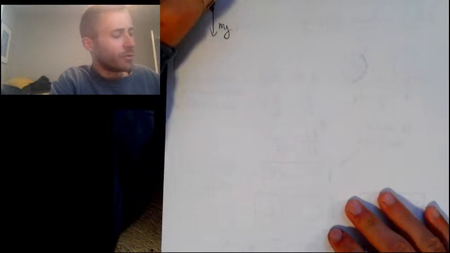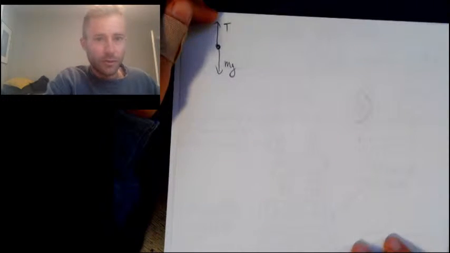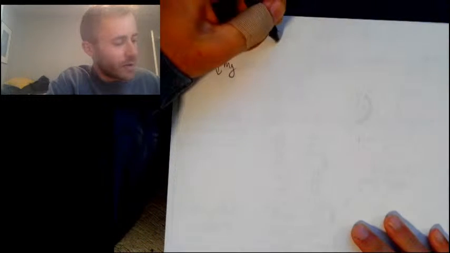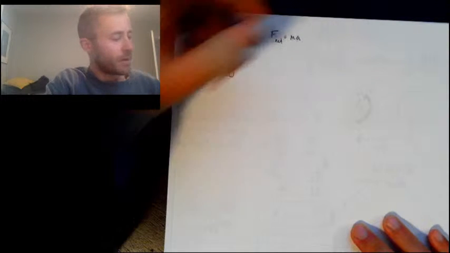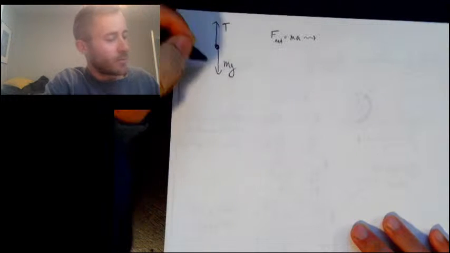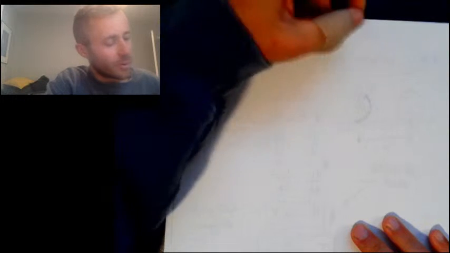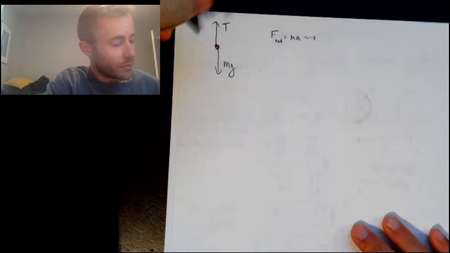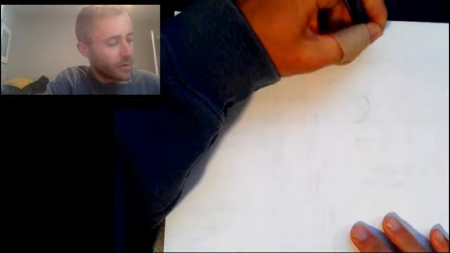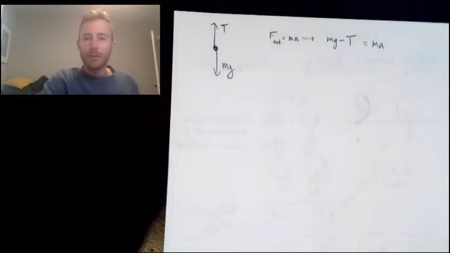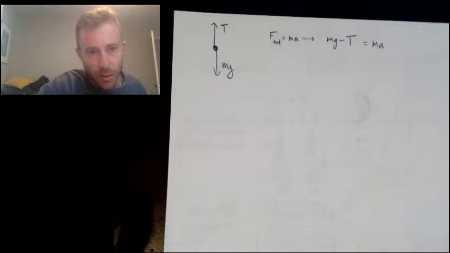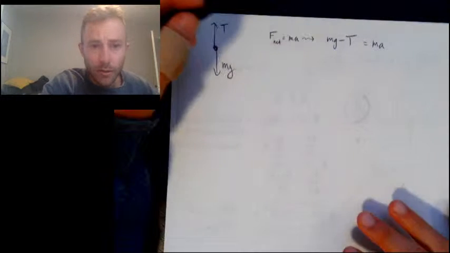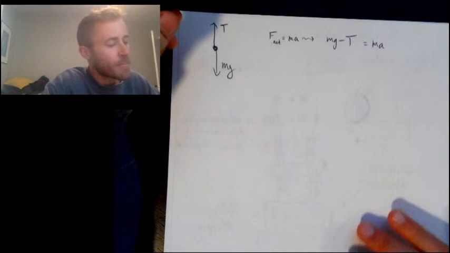So if I go to my Newton's second law, which says net force equals ma, then I have downward forces positive, so I have mg minus tension is equal to ma. All right, so that is my Newton's second law equation, the linear form of Newton's second law.